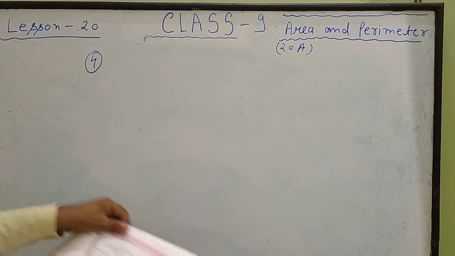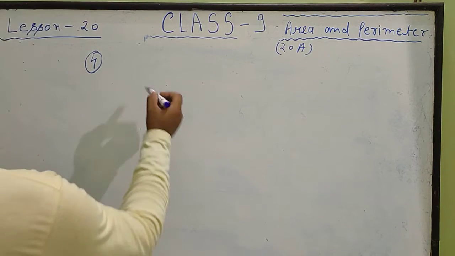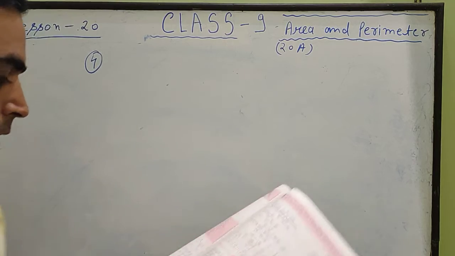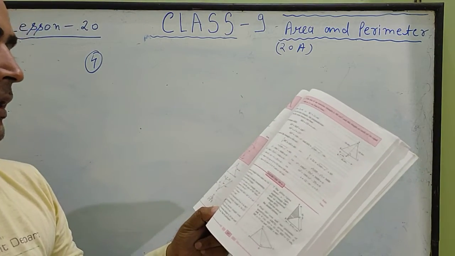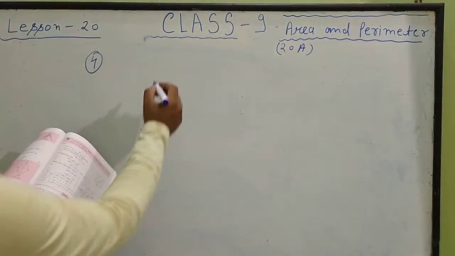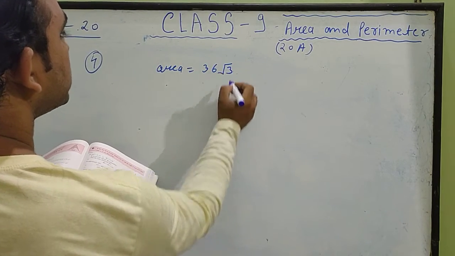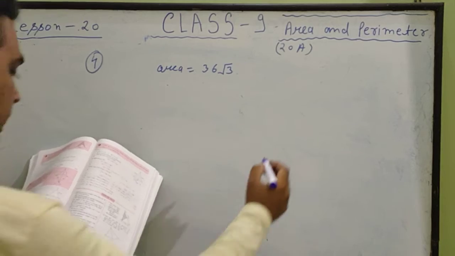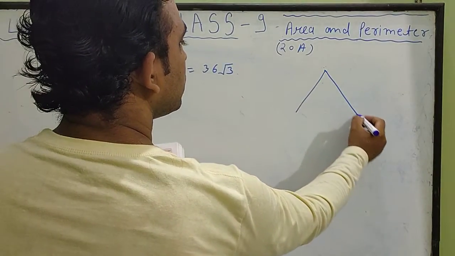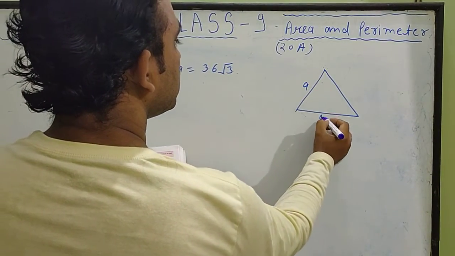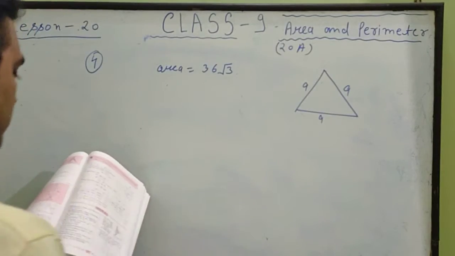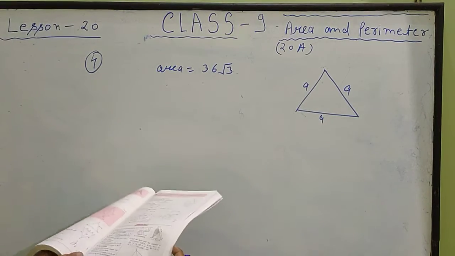Okay, now we solve question number 4. Question number 4: the area of an equilateral triangle is 36 root 3. Area is given, 36 root 3, of an equilateral triangle. Equilateral triangle means all sides are equal. Okay, so find the perimeter of the triangle.